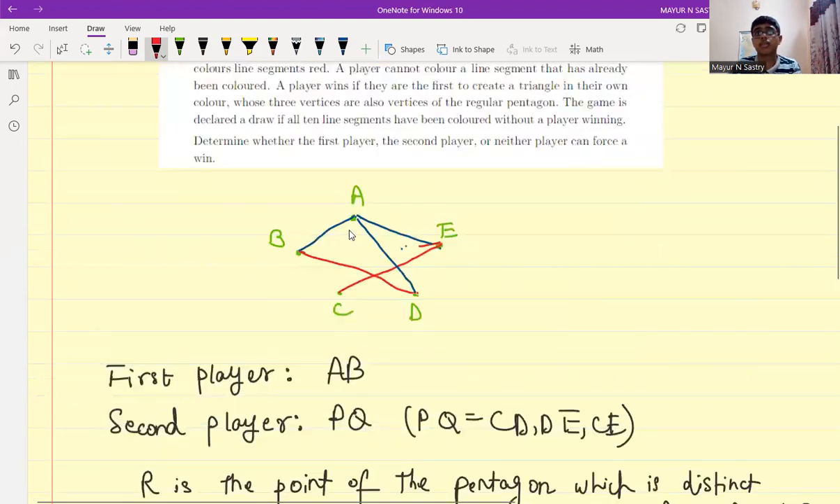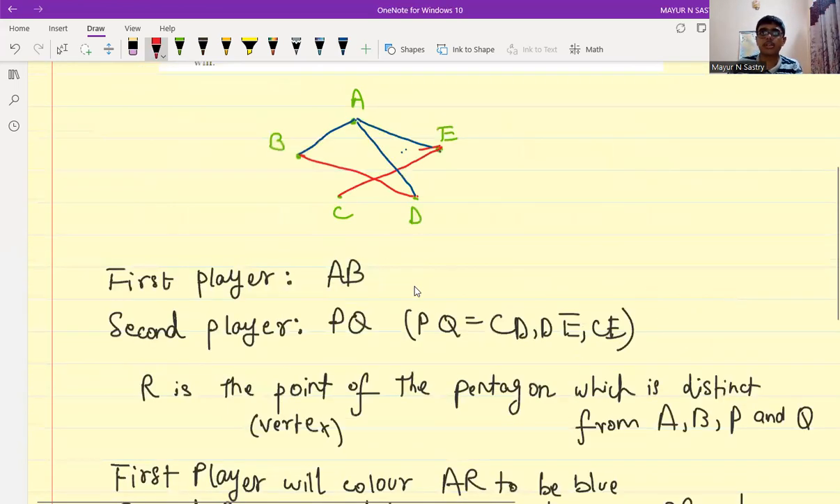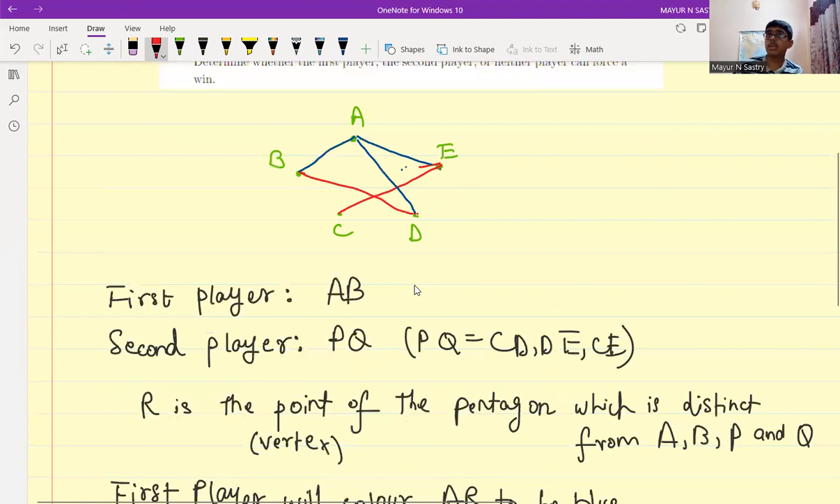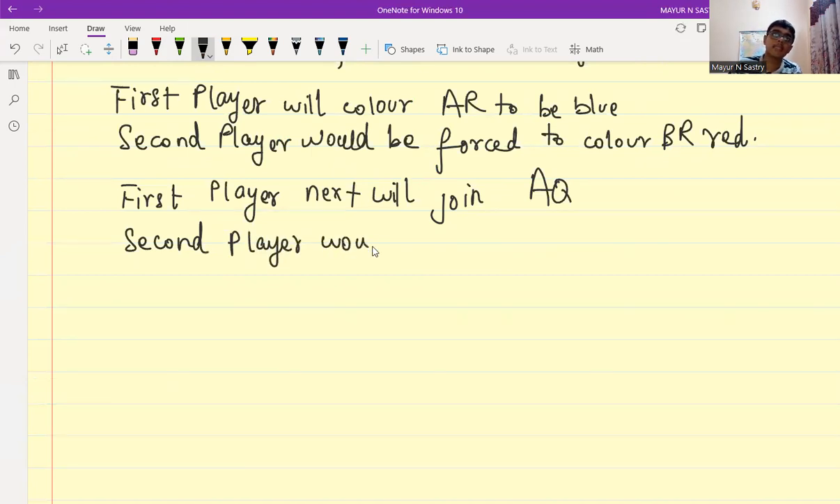Now, what has happened is that triangle ABE and triangle ADE, as I said before, are two possible triangles. So, in fact, as a generalization, we can say that triangle ABQ and triangle ARQ are the possible triangles. So the second player would be forced to color both.